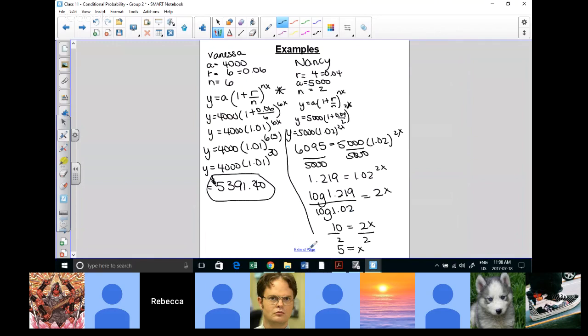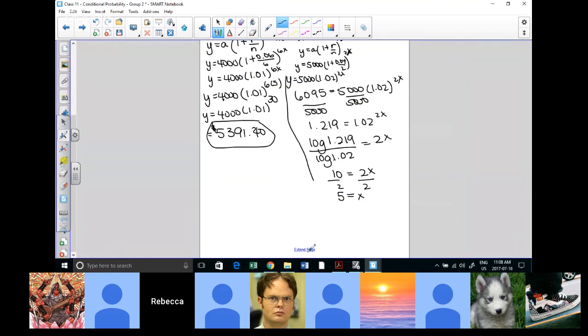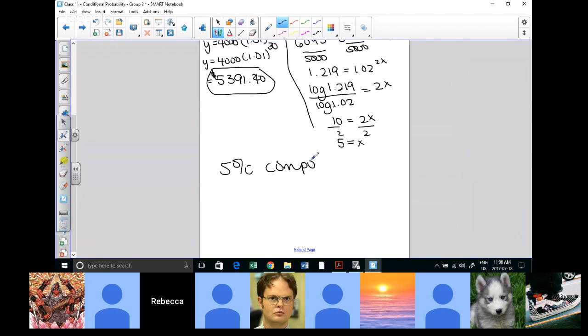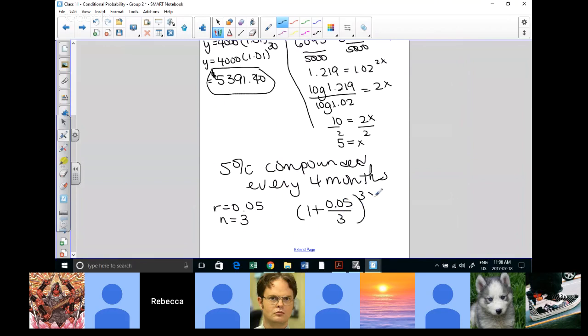So in that case, if it was 5% compounded every 4 months, you would get R is 0.05. Every 4 months means your N is 3 times a year. So you would get 1 plus 0.05 divided by 3 to the 3x. We good?